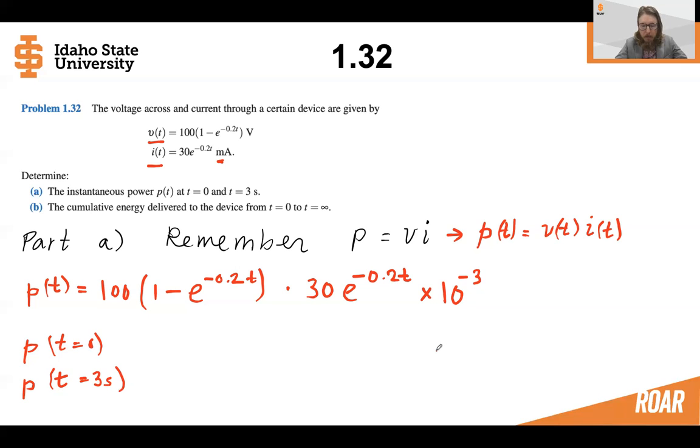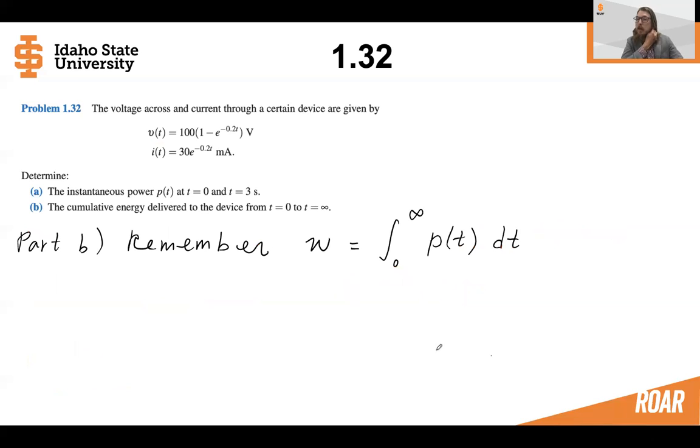Now, what about problem B? Well, in problem B, we need to remember the amount of energy. And so we have an expression that is an integral from 0 to time infinity of power being integrated by dt. And so from our previous problem, we already found this, right?